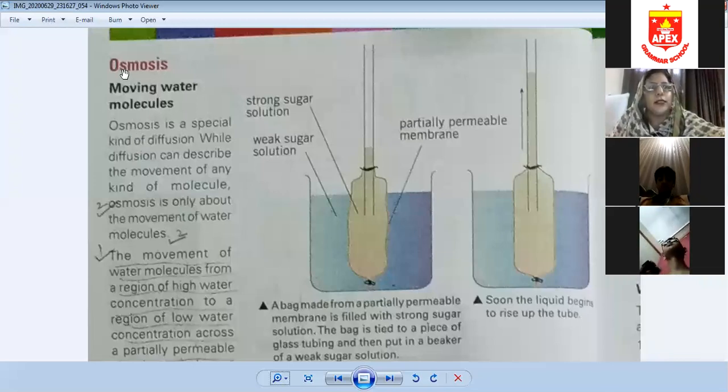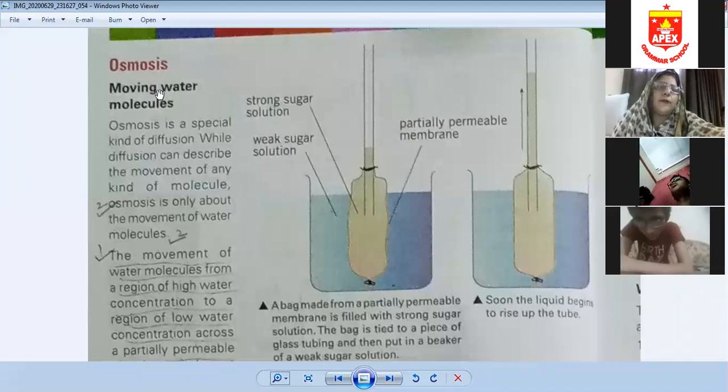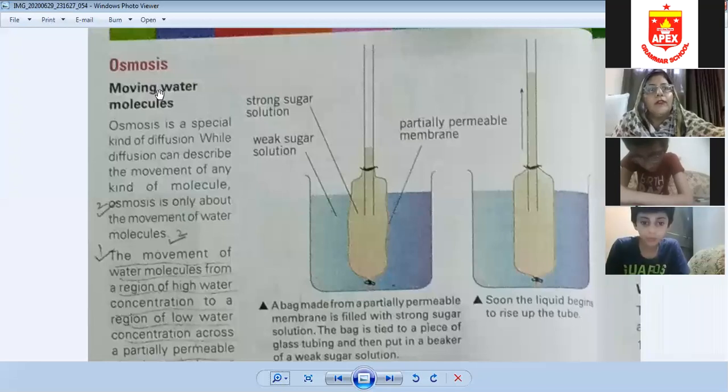First is osmosis. Osmosis means the movement of water molecules inside the plant. In the previous lecture, we discussed that the leaves present in plants make sugar, and when it mixes with water, it converts into strong sugar solution. In this part, we will discuss osmosis, which is the movement of water molecules in the plant.